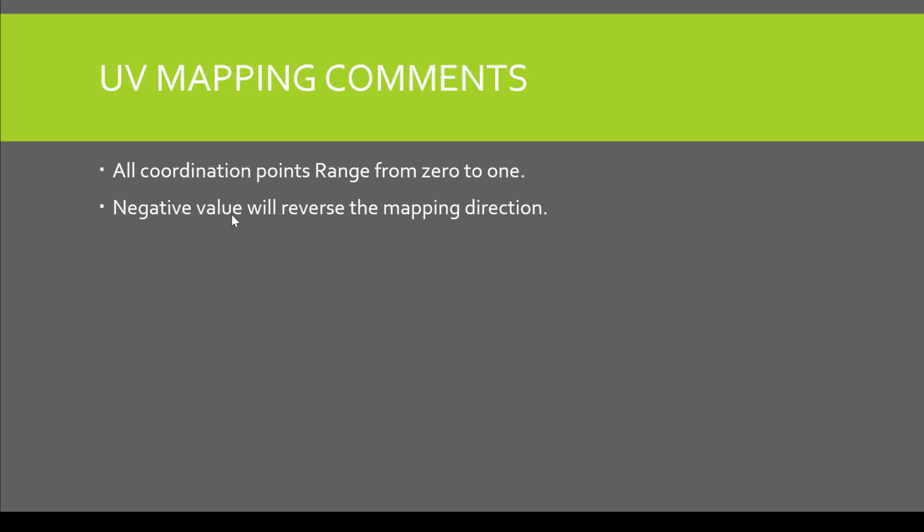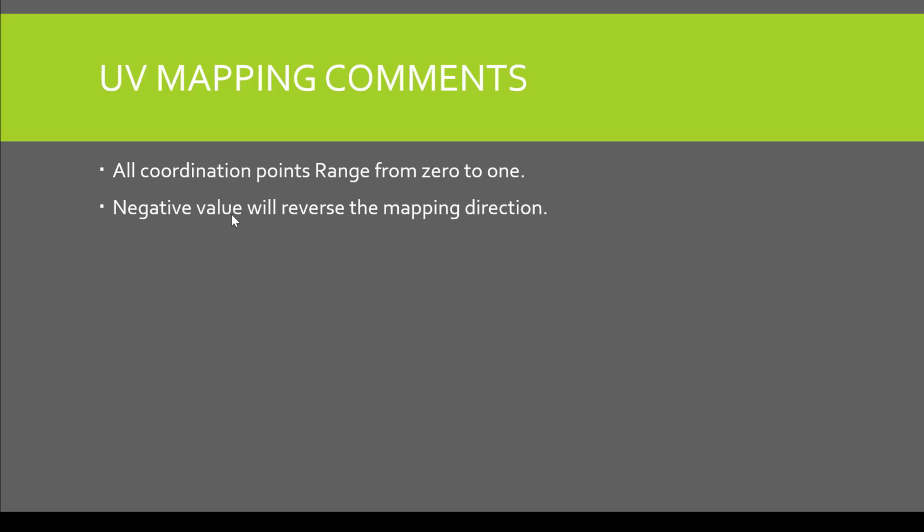Okay, finally let's go through the comments on the UV mapping. First comment, all coordinate points range from 0 to 1. From 0 to 1, you get the normal scale. 0 is the left edge of the photo and 1 is the right edge. Same for the V coordinate, 0 is the bottom and 1 is the top of the image. If you go more than 1, it will start tiling, so it will duplicate the image. If you go below 0, it will reverse the direction, which is the second point. A negative value will reverse the mapping direction.